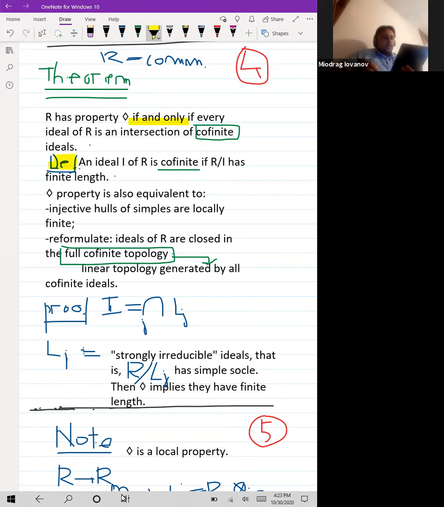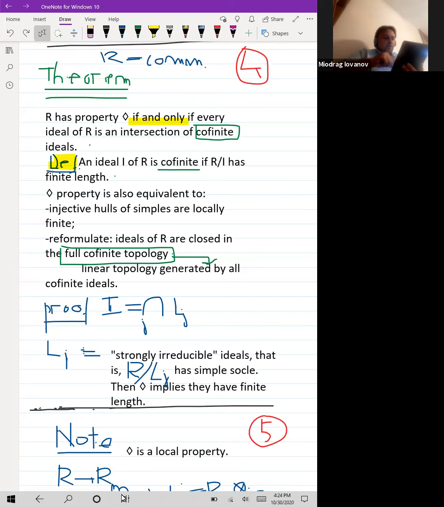So for now, for us, remember the ring is going to be commutative from now on. An ideal we call cofinite if the quotient has finite length. So perhaps a little bit not very fortunate terminology. I don't mean that R mod I has to be a finite ring, but I just need R mod I to have finite length. So to be an Artinian ring, commutative. And property diamond, this is not very difficult to see. It's fairly easy to see.